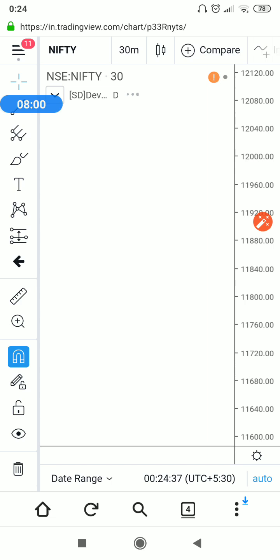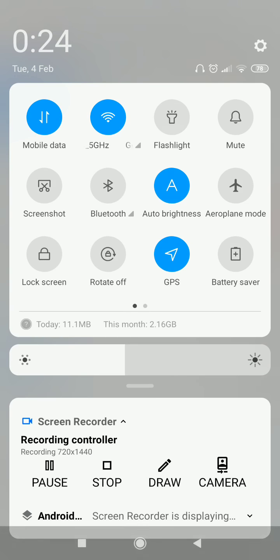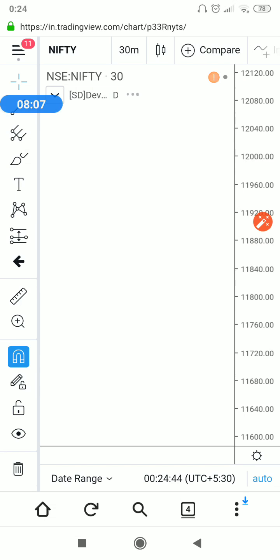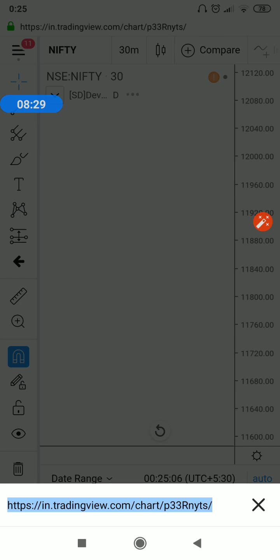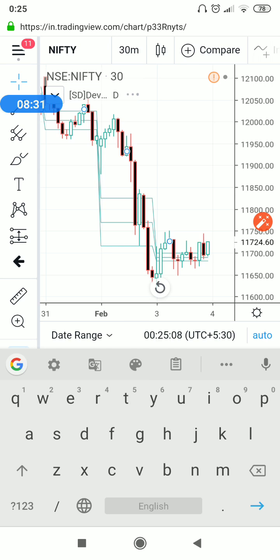Okay, so let the data come. I think it is taking time to load. Okay, this TradingView data sometimes takes time actually. Okay, we'll try once more. This is important, I wanted to show you guys. Okay, it has come, good.